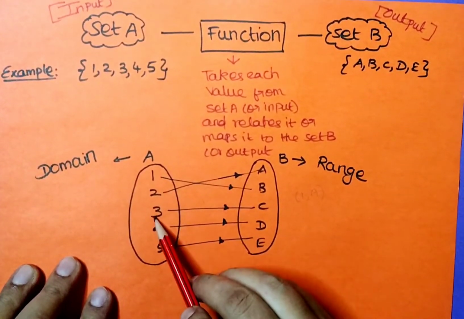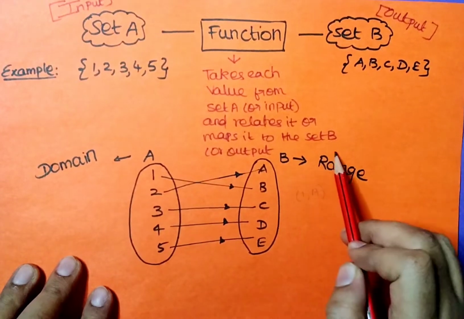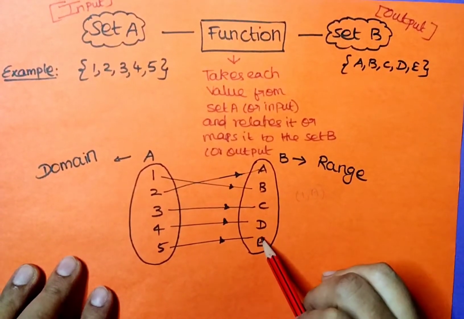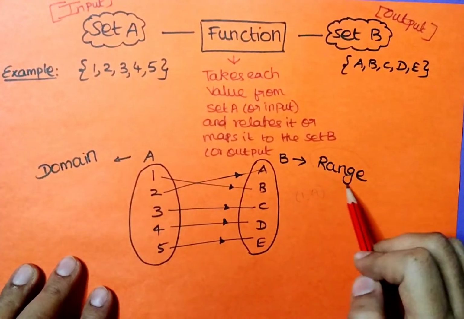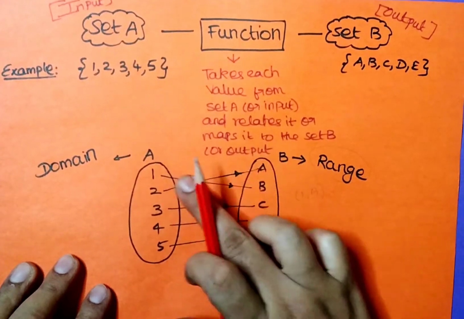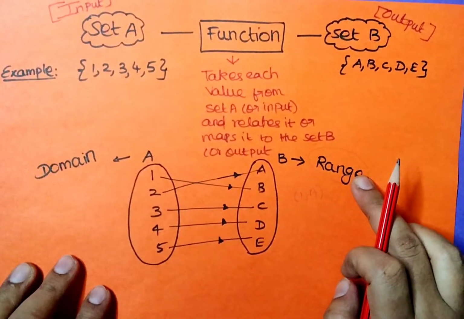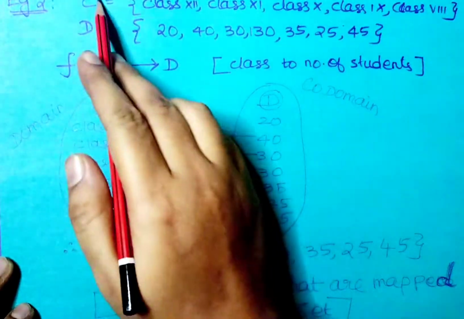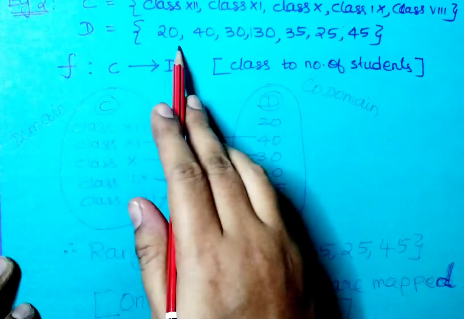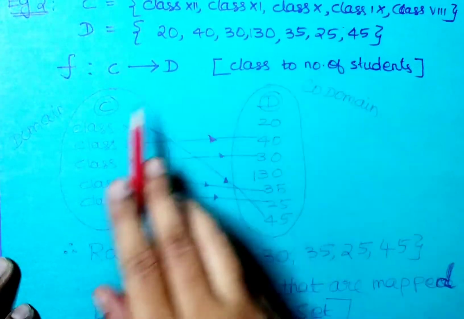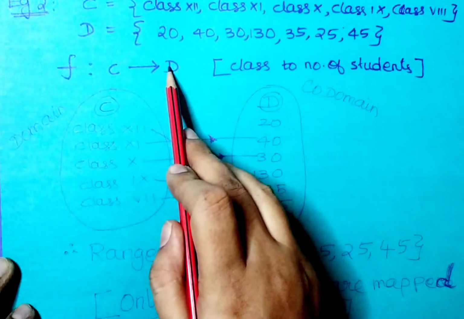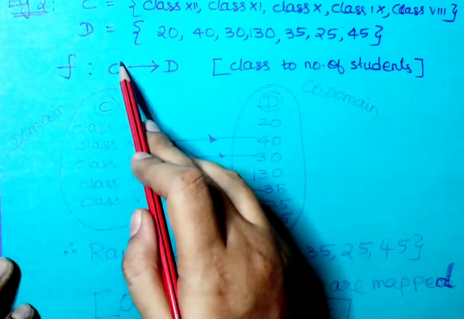It is mapped to the second set. The mapped elements are the range, which comes from the codomain. So overall the set B we call the codomain, and the mapped elements we call the range. For example, we have two sets C and D. C is the class: 12, 11, 10, 9, 8, etc. and D is 20, 40, 31, 30, 35, 25, 45. That is the class and the respective strength, from C to D.